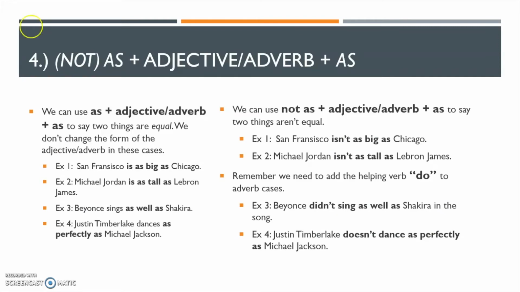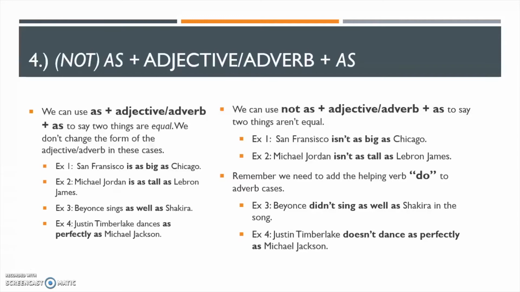We can also use the as or not as form. We can use as plus an adjective or adverb plus as to say two things are equal. San Francisco is as big as Chicago. They're the same size. Michael Jordan is as tall as LeBron James. They're the same height. Beyonce sings as well as Shakira. They're both equally talented. Justin Timberlake dances as perfectly as Michael Jackson. They're both really good dancers.